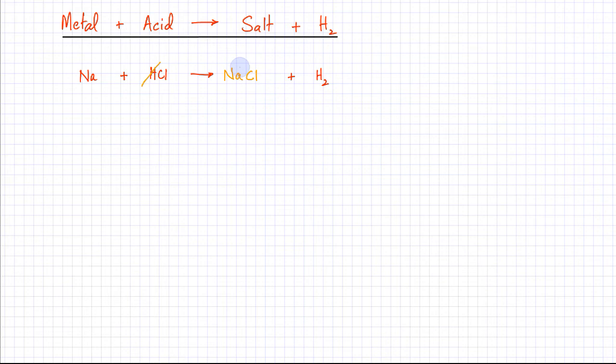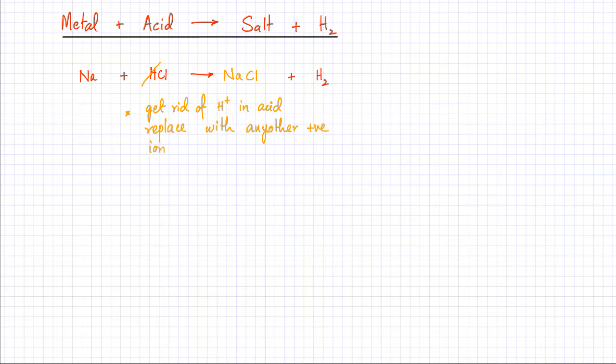Na is +1, Cl is -1, so the formula is going to be NaCl. So this is the salt that would be produced. So remember, I'm going to write this again. A salt is produced if you neutralize an acid. Get rid of the H+1. So get rid of H+1 ions in acid, and you replace those H+1 with any other positive ion, which in this case would be coming from the metal.